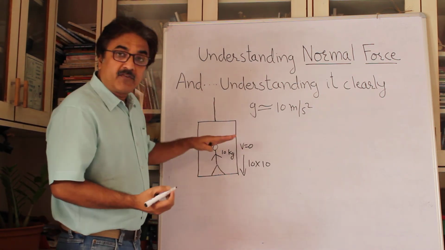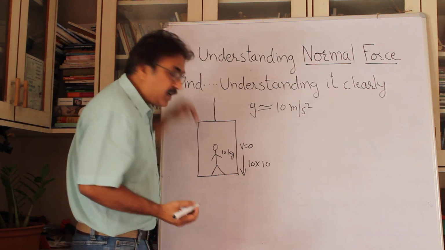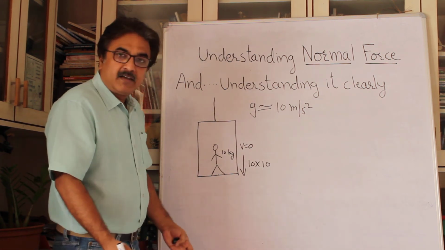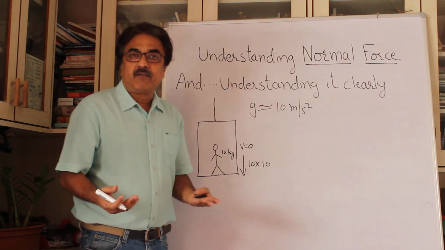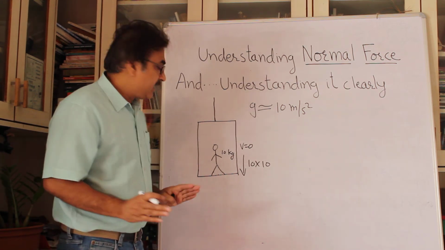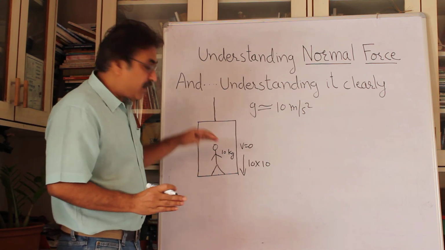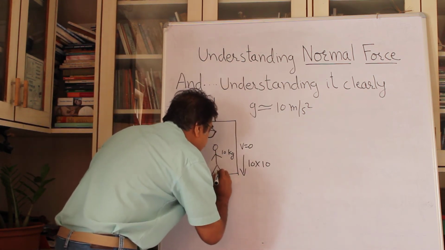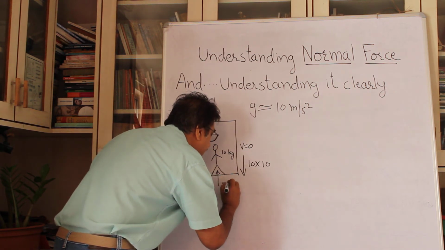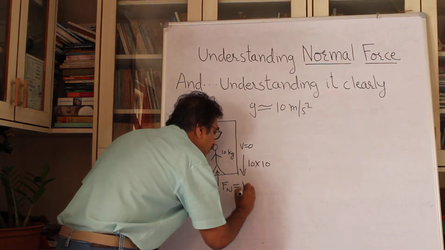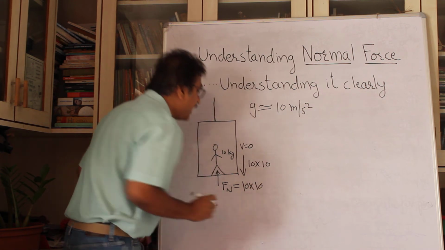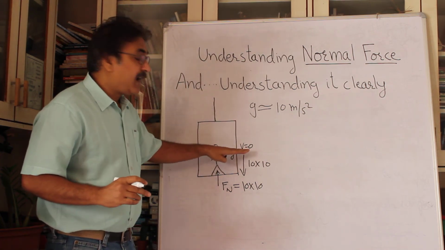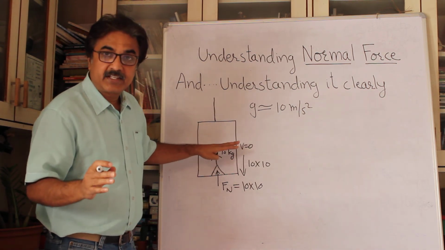If there is no upward force, the person will pierce through the floor and accelerate downward with acceleration equal to g. That's not happening. That means the person is not falling down, piercing through the floor, which means there is an upward force, that is Fn. Fn is also 10 into 10. That is when the lift is at constant velocity, or zero velocity, when it is stationary.